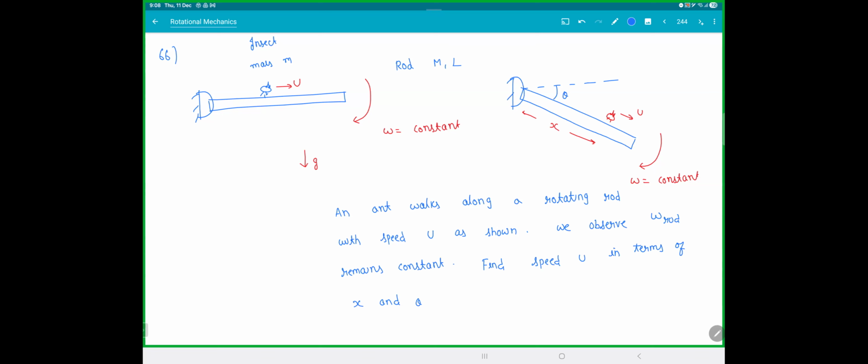Are you getting my question? Normally, if you keep a rod like this and leave it, won't it go faster and faster? But something is happening. Once the ant started walking on this, for some reason, the speed is not changing. Find the speed of the ant as a function of x and theta, where x is the distance from the hinge and theta is the angle rotated. Let's see how you will handle this. Now slowly, from calculation of angular momentum, we are entering into torque and angular momentum relations and so on.